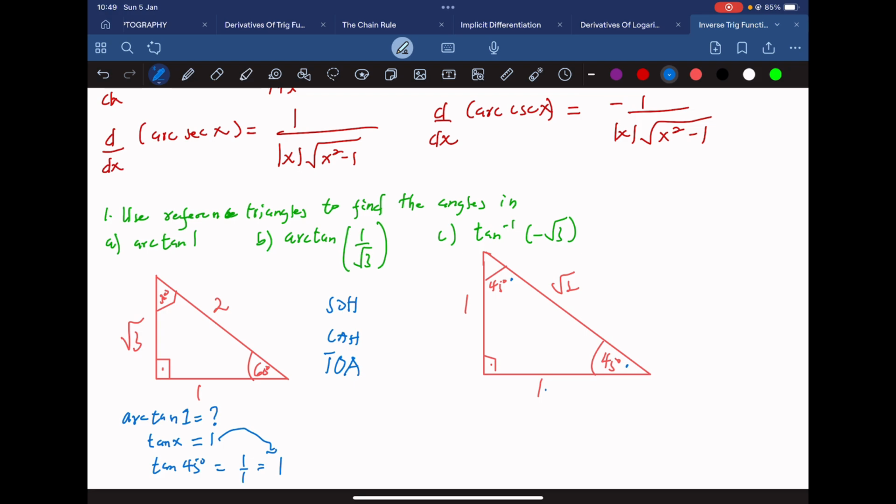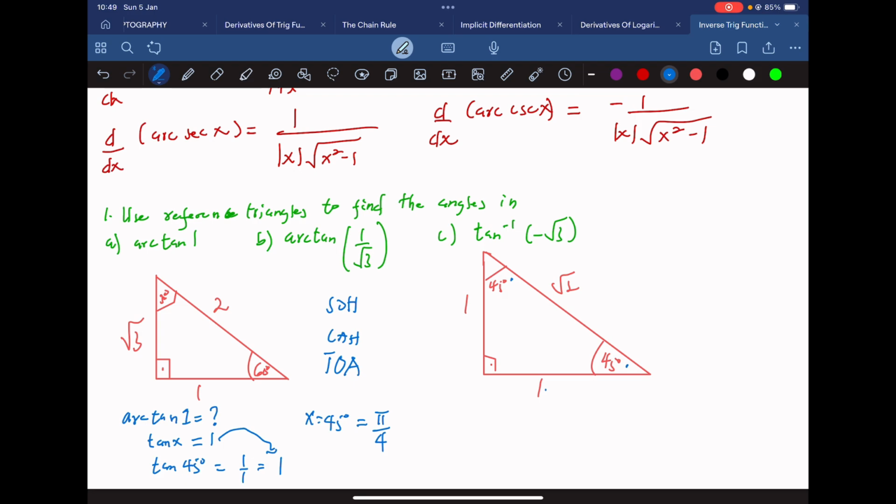You understand? So it means the x value that we are interested in finding is 45 degrees. So our x is equal to 45 degrees, or we can have it as pi over 4. So arctan of 1 is pi over 4 or 45 degrees. I hope this is clear. Now let's look at the second one.